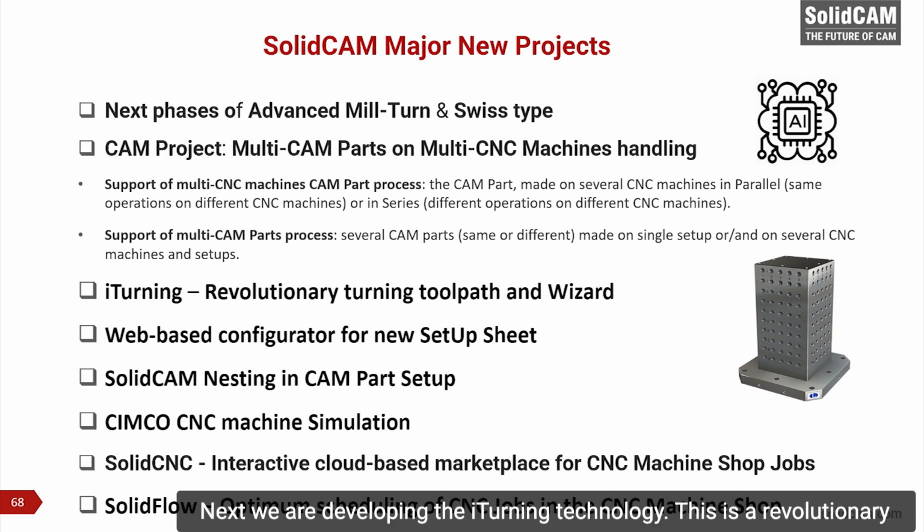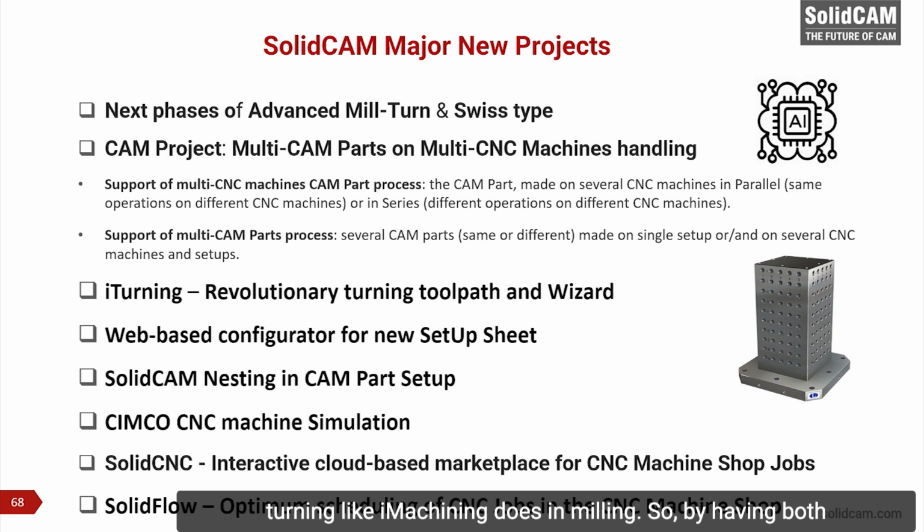Next, we are developing the iTurning technology. This is a revolutionary turning toolpath and wizard that will create amazing results in turning like iMachining does in milling. So by having both iMachining and iTurning, for people doing mill turn, you benefit from reducing the milling time and the turning time and obviously increasing tool life. Also, we are upgrading our tool sheet, and we have developed a web-based configurator for the new setup sheet.